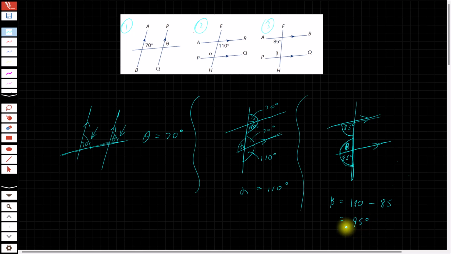So that is just a couple of different ways to solve these angles where we have parallel lines.